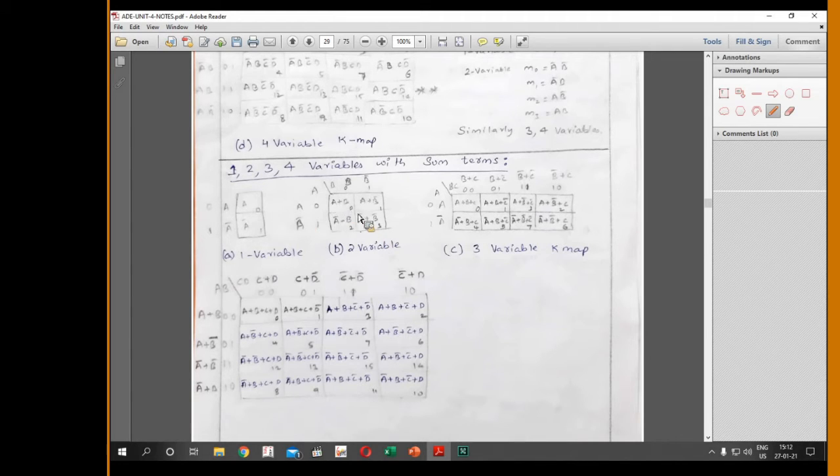Terms diagonally cannot be paired. Here you have A or B, whereas here A is 1, B is 0, and here B is 1. Hence these two variables differ, so we could not pair the minterms or the maxterms diagonally.